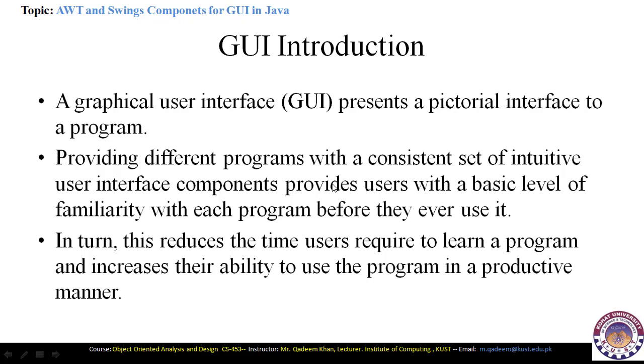So basically, GUI gives us a consistent set of different user interface components. The components may be labels, buttons, combo box, checkbox, radio button, etc. So this gives us very basic information about a program. That means these GUI components also provide information about the purpose of the program. So we can use it very easily.